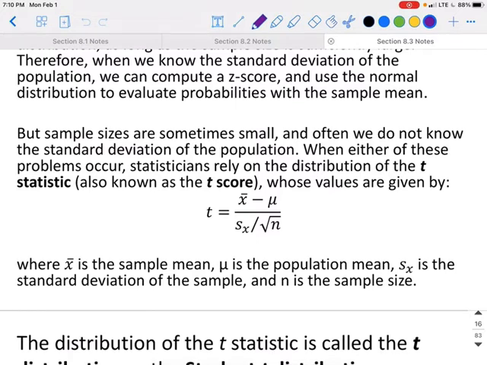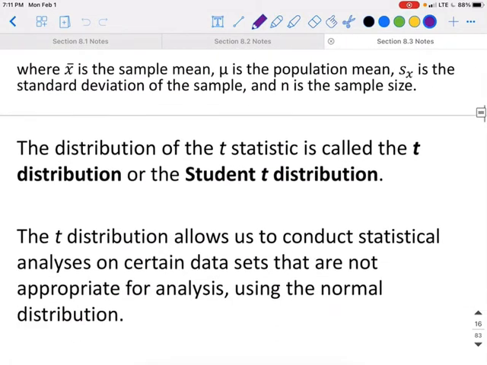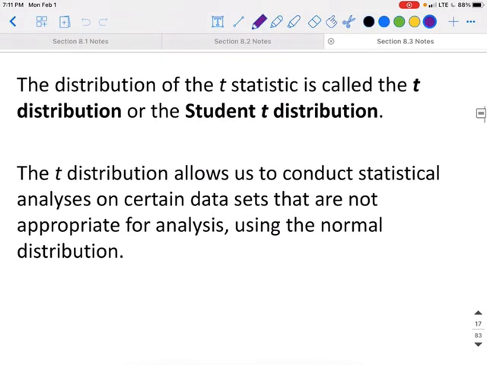When either of these problems occur, statisticians rely on the distribution of a t-statistic, also known as the t-score, whose values are given by the formula t equals x bar minus mu, all over s sub x divided by the square root of n, where x bar is the sample mean, mu is the population mean, s sub x is the standard deviation of the sample, and n is the sample size. The distribution of the t-statistic is called the t-distribution or the Student t-distribution.